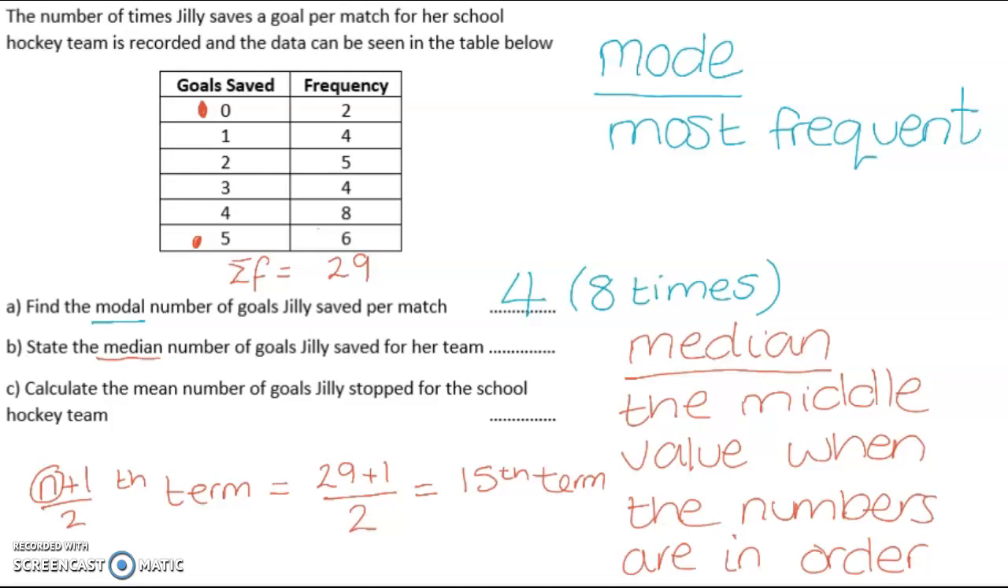Looking at my data on the table, I have 2 zeros. I have 4 ones. I have 5 twos. And I have 4 threes, 8 fours, and 6 fives.